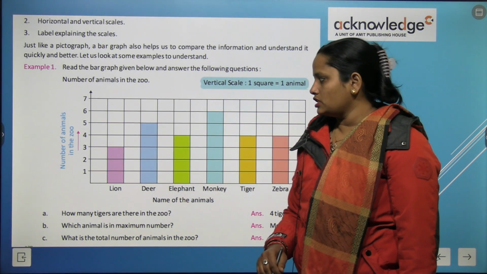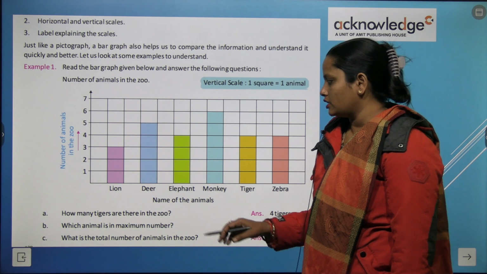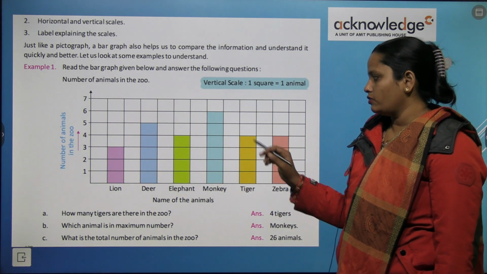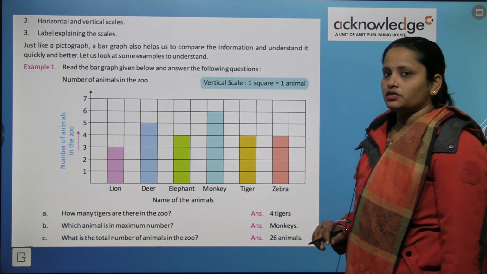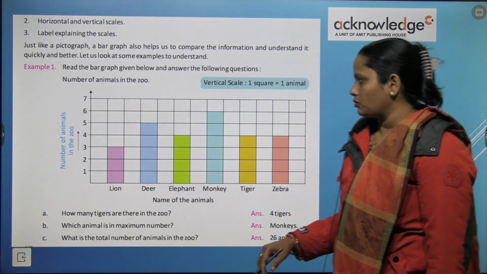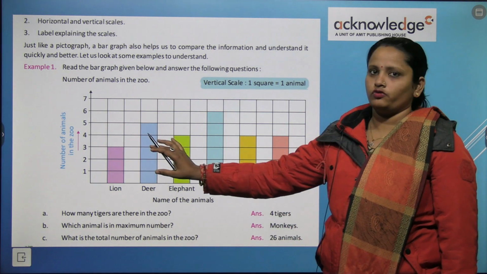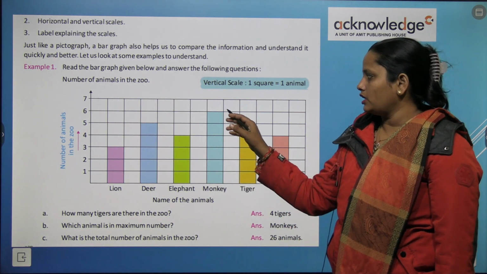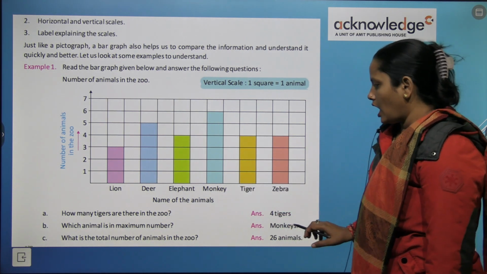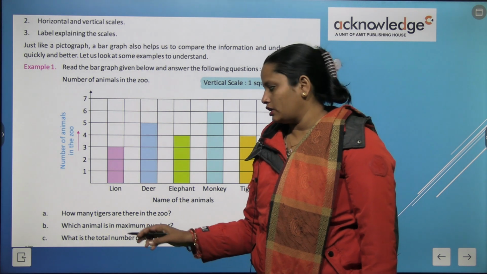Now let's answer these questions. How many tigers are there in the zoo? So जब हम tigers पे आते हैं, we can see it's 4. So there are 4 tigers in the zoo. Which animal is in the maximum number? अब आप देखोगे जब इन बार ग्राफ्स को we will observe quickly, तो हम क्या देखेंगे? This is the highest. तो इसका मतलब monkeys are the maximum in number.